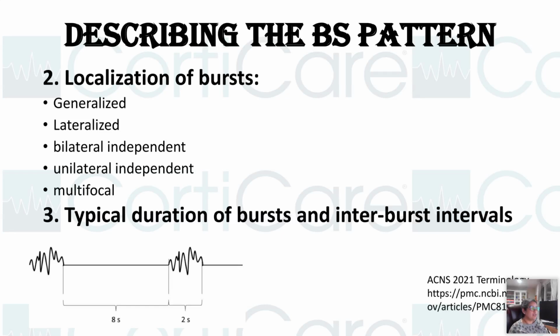Now, what is a typical duration of bursts and the interburst interval? Before we talked about the percentage. Now we are talking in terms of duration. So you give that in seconds, and if it is longer than that, you give the duration in minutes.